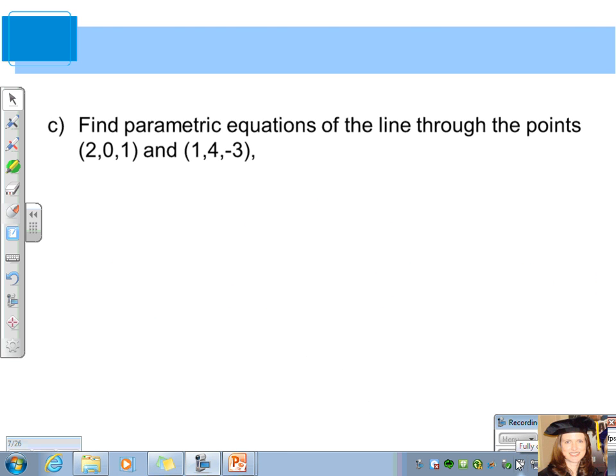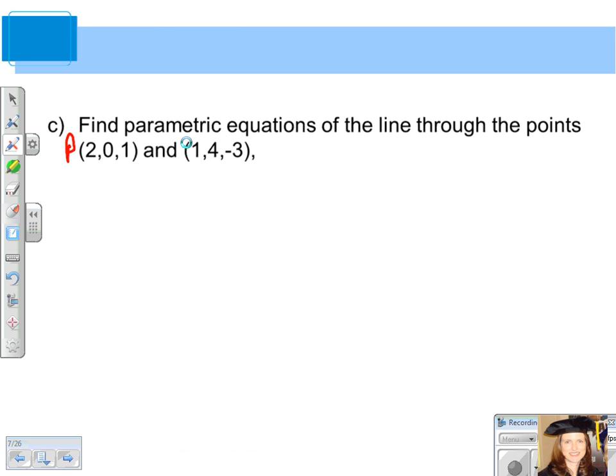For this example, we want to find parametric equations of the line through the points 2, 0, 1, and 1, 4, negative 3. To find parametric equations, you need one single point and you need a vector. So let's use the 2 points that are on the line, call them point P and point Q, to come up with a vector that is parallel to the line. The PQ vector is the vector that's parallel to the line.